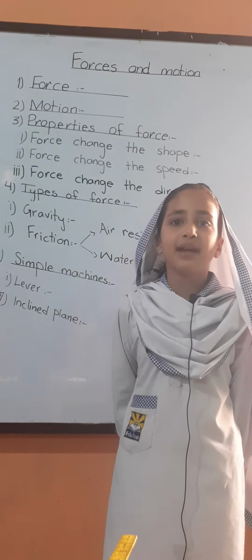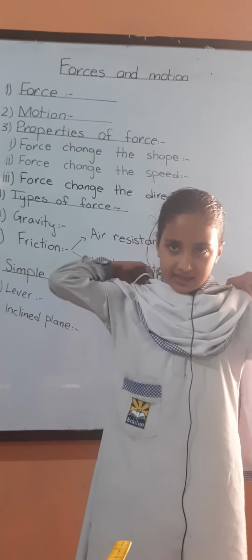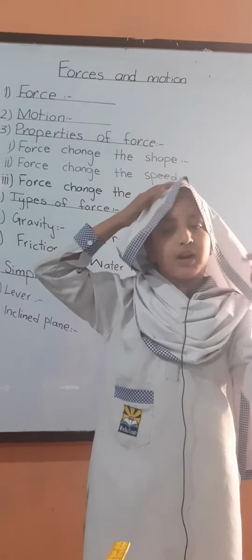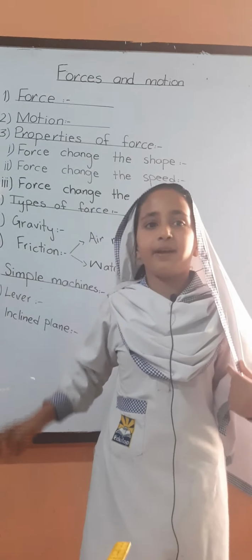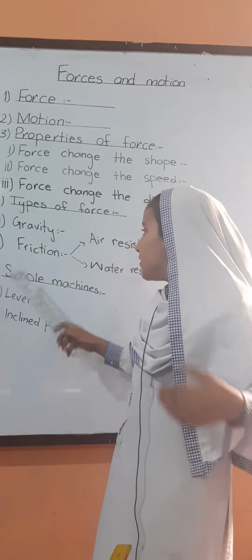Number 4, types of force. Gravity. Gravity is the force that pulls all our bodies towards the center of the earth. For example, if I jump in the air, I will come back down. It is due to gravity.